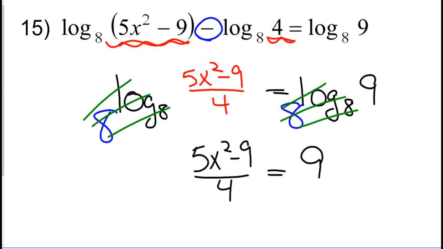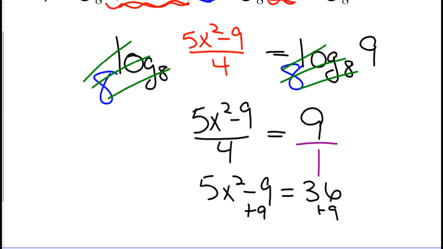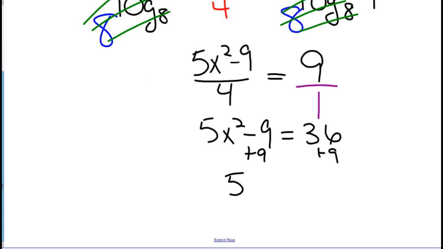Now, most of us will hopefully look at it and say, oh, I need to multiply both sides by 4. If you don't, you can always put your 9 over a 1 and make it a proportion and cross multiply. When you do that, you get 5x squared minus 9 equals 36. When you add 9 to both sides, you get 5x squared equals 45. You divide both sides by 5.